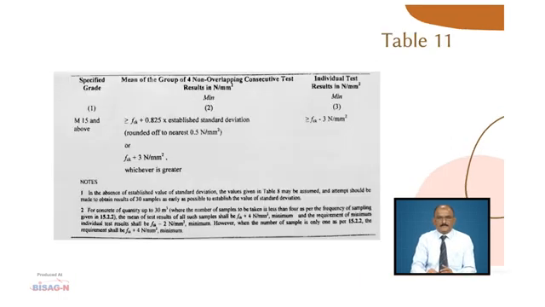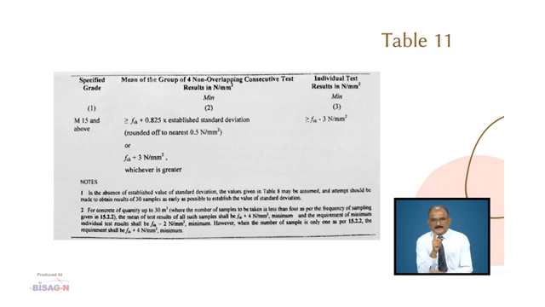Let us see. This is table 11 of the IS code which I have reproduced here. For all specified grades M15 and above, mean of the group of 4 non-overlapping consecutive test reports shall be more than FCK plus 0.825 of the established standard deviation or FCK plus 3, whichever is greater. Remember, you see the word established standard deviation.